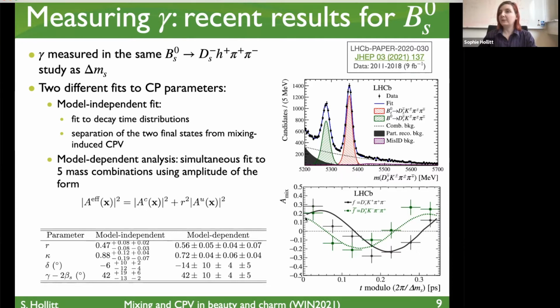And when we're taking the separation of the two different final states in this decay, separated by the charge of the kaon, we see this lovely separation and asymmetry. And our result is for gamma minus 2 beta_s, so we have the mixing in there as well. And when we have beta_s from another measurement, we can get a value for gamma.